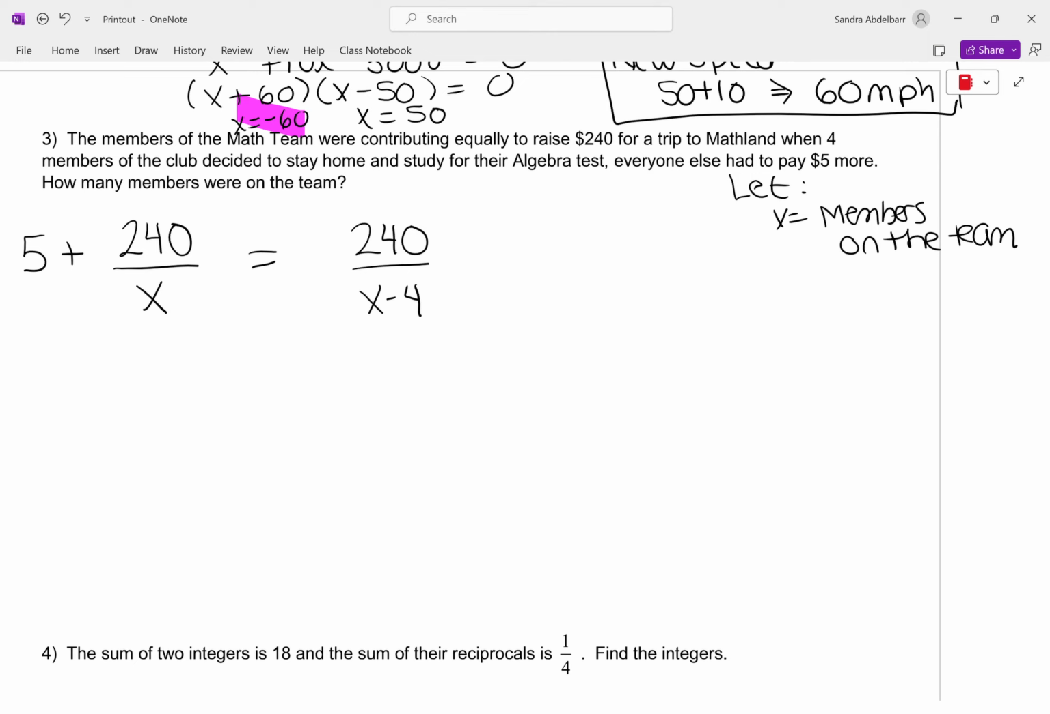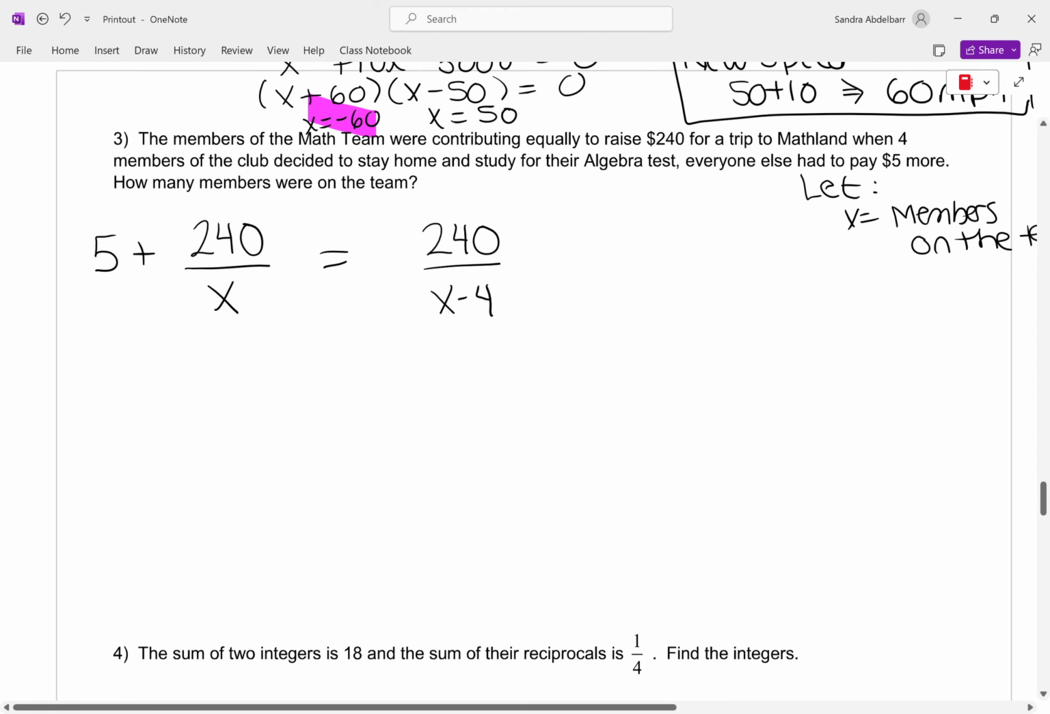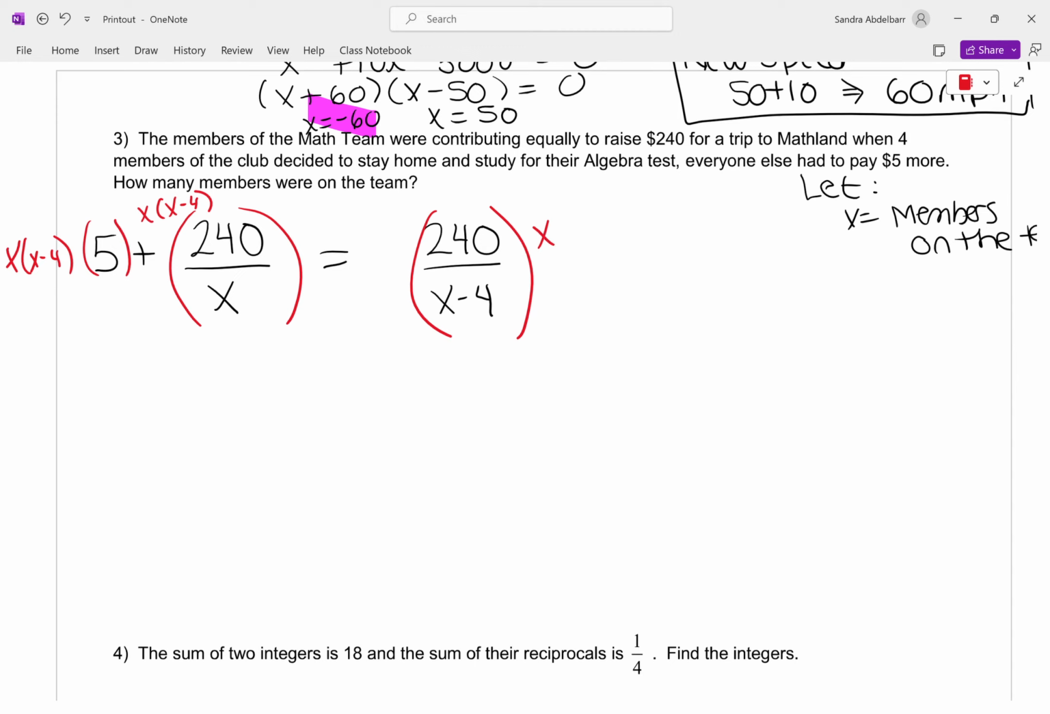Is this a proportion? No. So I am not allowed to cross multiply. What am I going to tell you to do? Eliminate the denominator. How am I going to eliminate the denominator? I'm going to multiply by x times the quantity of x minus 4 everywhere. So here the x's cancel. Not there, sorry. So here we're going to have 5x times the quantity of x minus 4.